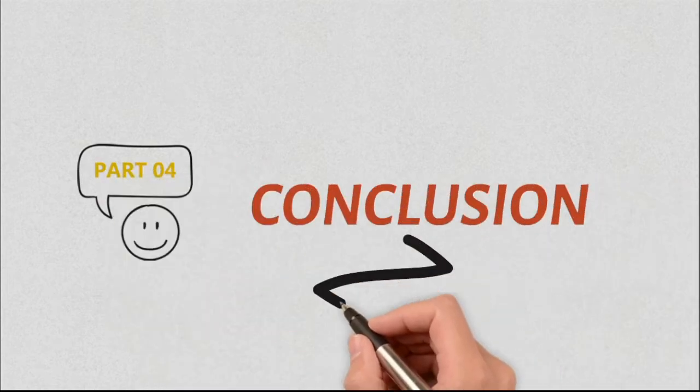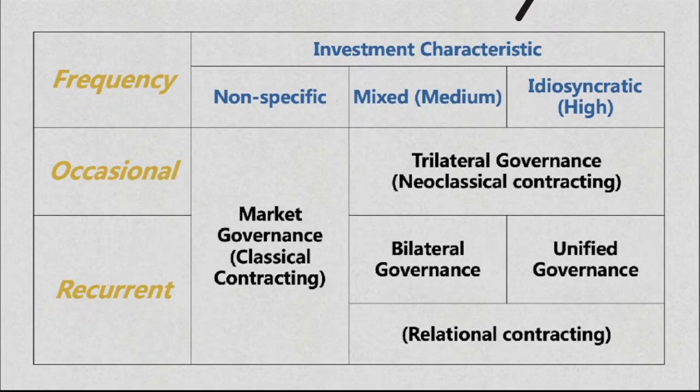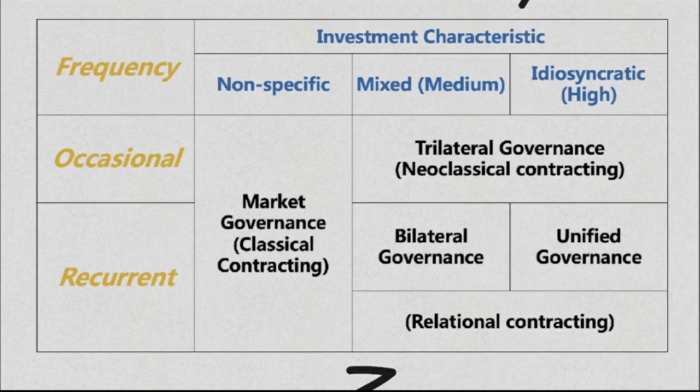Righty-ho, we're nearly there. Time to conclude. There are 4 types of governance: market, bilateral, trilateral, and unified, and they are divided by 2 types of frequencies. Market governance has both occasional and recurrent, trilateral has only occasional, and bilateral and unified are under recurrent frequency. Also note, they each have a specific contracting. Market, classical; trilateral, neoclassical; bilateral and unified, relational.